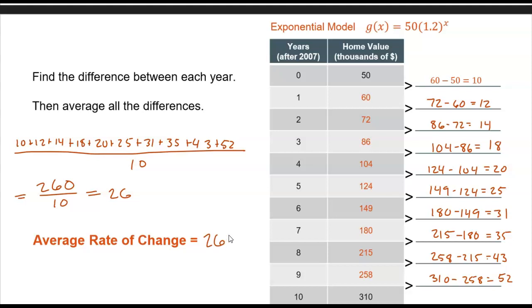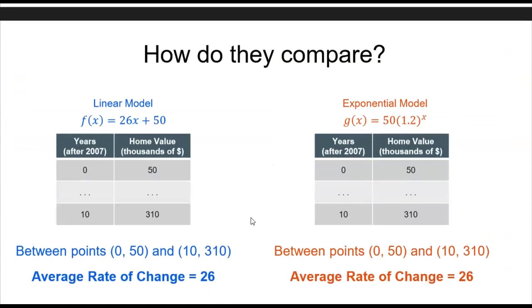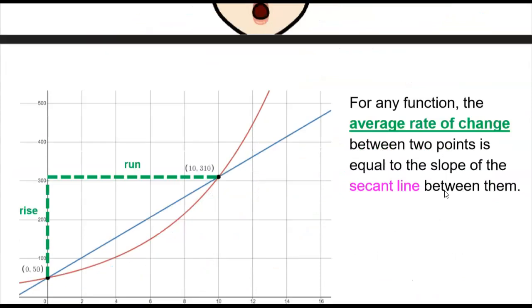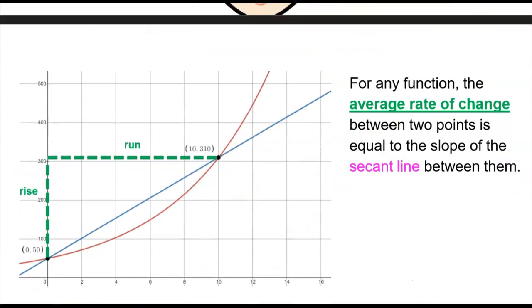Now let's compare our linear and our exponential here. We started at 0, 50, we went to 10, 310. In our linear model, our average rate of change was 26. In our exponential model, our average between those 2 points was still 26. What? They're the same? They are, in fact, the same.